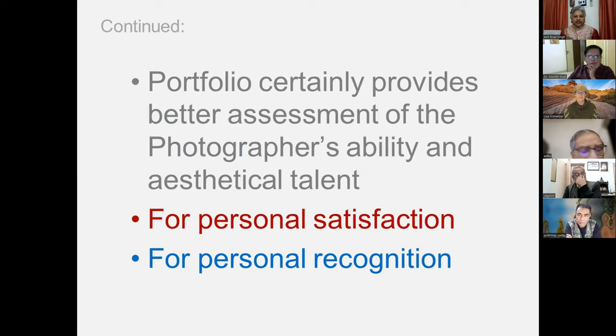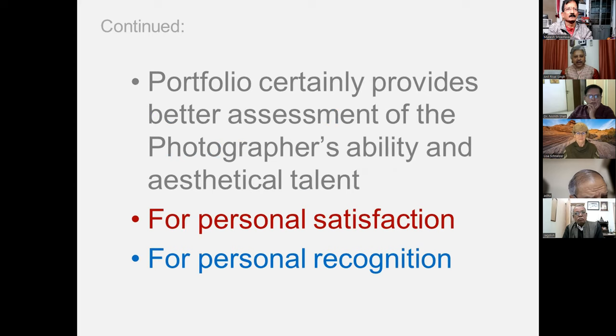Portfolio certainly provides better assessment of the photographer's ability and ethical talent. For personal satisfaction, getting conferred with the portfolio provides you a personal satisfaction. And personal satisfaction, I tell you, is a very, very important factor for personal recognition too.